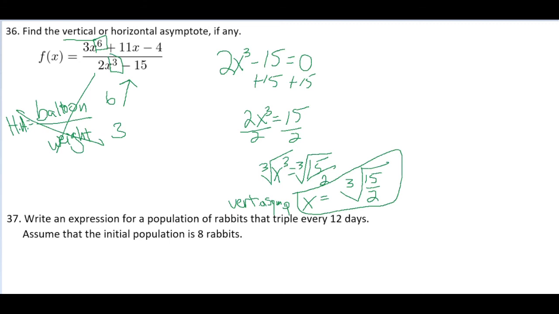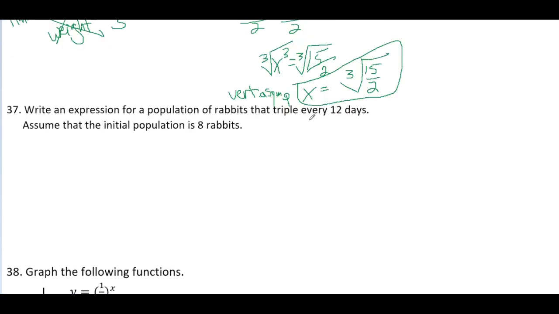Number 37. Write an expression for a population of rabbits that triple every 12 days. Assume that the initial population is 8 rabbits. Well, so I would have 8 rabbits, and then it's going to triple. So that would be 3 times 8, which is 24, and then times 3 again, so 3 times 3 times 8, so 24 times 3 would be 72.